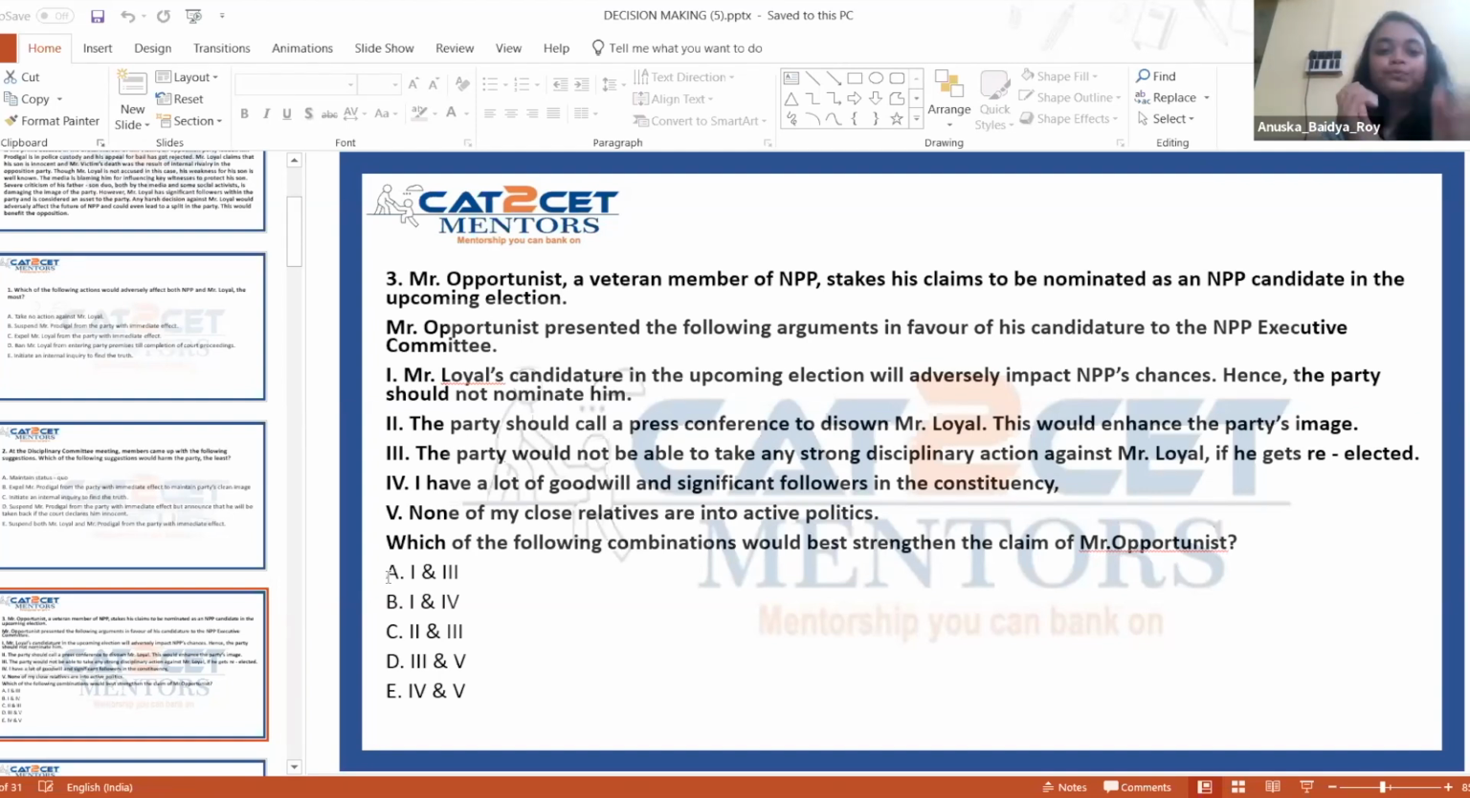Okay. So now we go to number 1, 2, 3, 4, 5. Number 1 says, Mr. Loyal's candidature in the upcoming election will adversely impact NPP's chances. Hence, the party should not nominate him. Well, this is a valid point, right? Because if Mr. Loyal is trying to save his son, who is a murderer, the party's image is going to be polluted, right? So, this is a valid argument presented by Mr. Opportunist. So, we cannot eliminate 1. So, we keep 1.